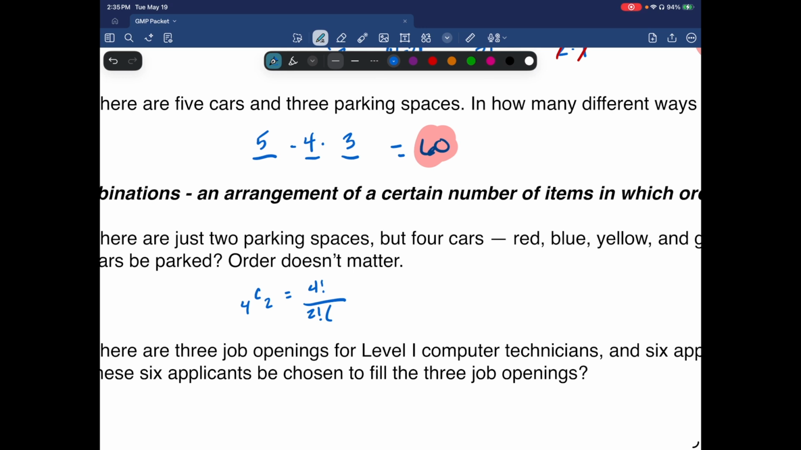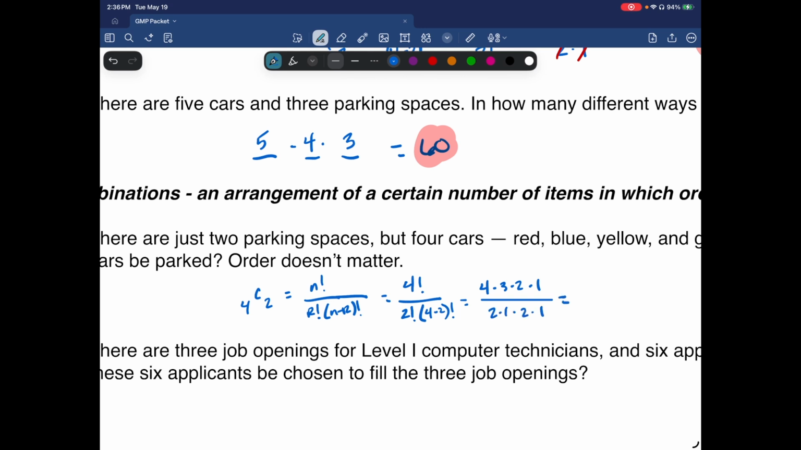So let me rewrite the formula. So we got n factorial over r factorial times n minus r factorial. So that's going to be 4 factorial over 2 factorial, 4 minus 2 factorial. So it's going to be 4 times 3 times 2 times 1 over 2 times 1 times 2 times 1.